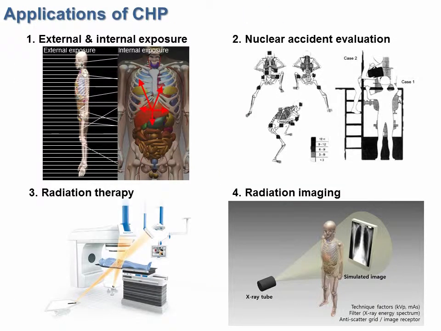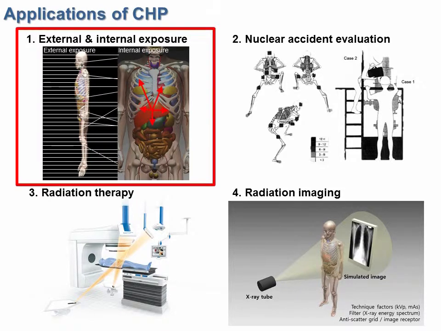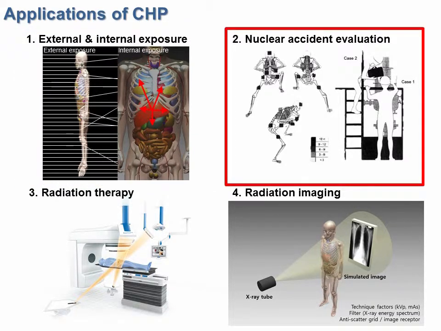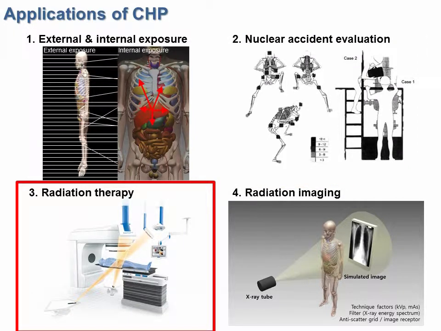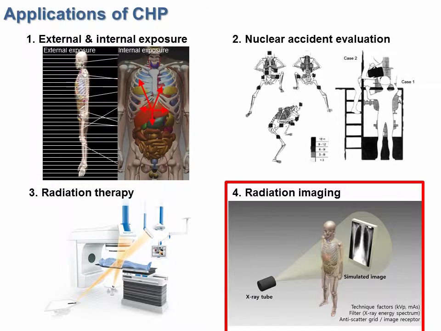Computational human phantoms are mainly used in radiation protection and medical applications. For radiation protection applications, computational phantoms can be used to evaluate radiation risk to the human body by external or internal exposures, as well as radiation dose reconstruction for nuclear accidents such as the Fukushima nuclear power plant accident. For medical applications, computational phantoms are used for treatment planning and plan verification in radiation therapy. In addition, they are used in medical imaging research.